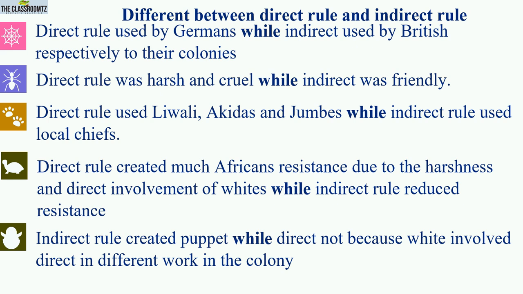Why? Because they used to receive small gifts and some benefits from Europeans or the British because of indirect rule. So some Africans later became puppets, while under the Germans, in direct rule, there was no room for puppet leaders. Why do we need a leader while the Germans were direct in the colony? These were the differences between these two systems. Very, very important, this part of differences.